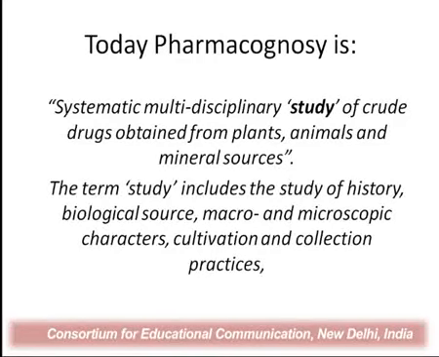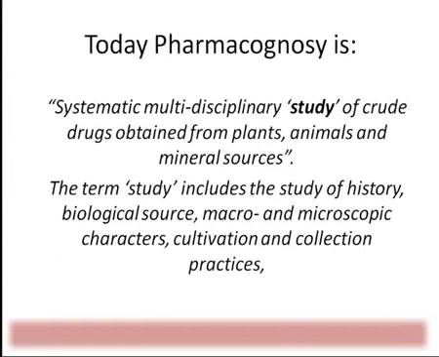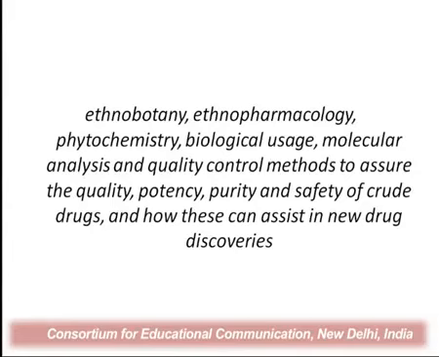Thus, today pharmacognosy can be defined as a systematic, multidisciplinary study of crude drugs obtained from plant, animal and mineral sources. Now, the term study includes the study of their history, biological source, macro and microscopic characters, cultivation and collection practices, ethnobotany, ethnopharmacology, phytochemistry, biological uses, molecular analysis and quality control methods to assure the quality, potency, purity and safety of crude drugs, and how these can assist in the new drug discovery.